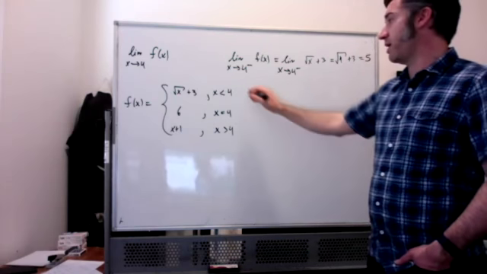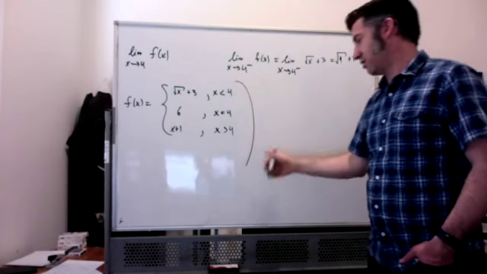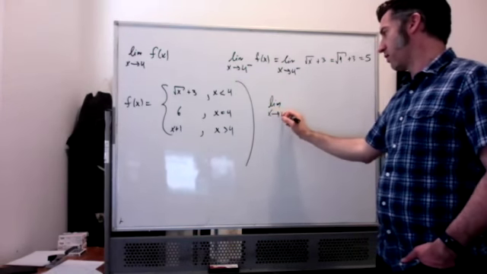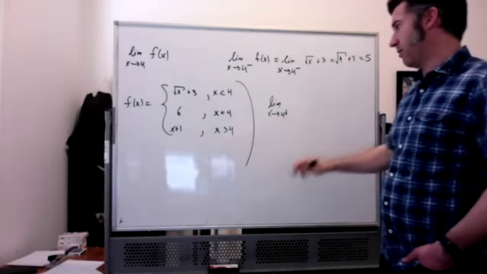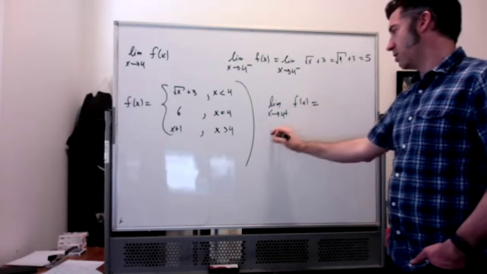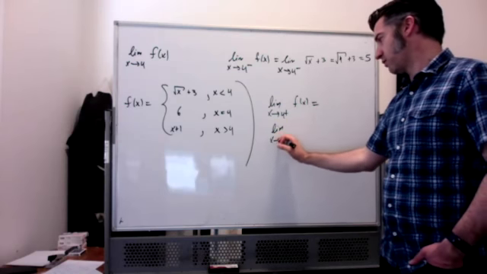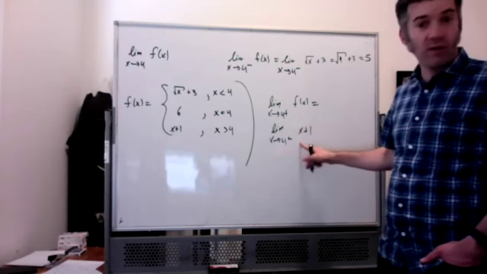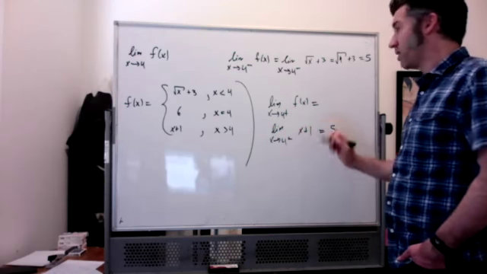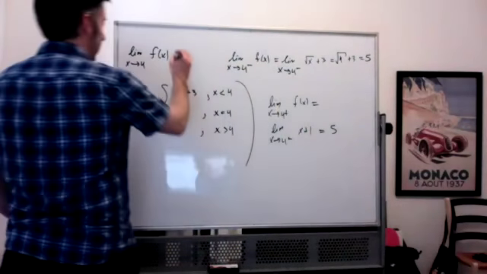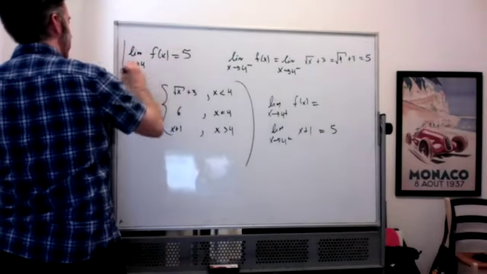And then I have to do it for the right-hand side. So limit as x approaches 4 from the right, that piece there. It's going to be the limit as x approaches 4 from the right of x plus 1. Then we can plug in 4 and we get 4 plus 1, which is 5. So the limit does exist since the left-hand side and the right-hand side have the same value, and the limit is 5.